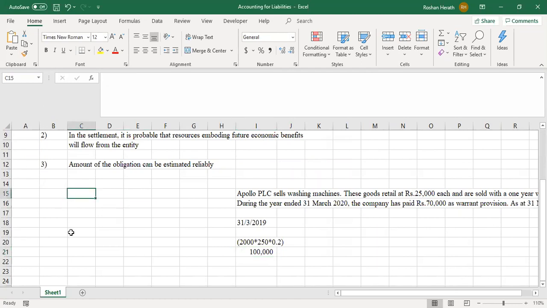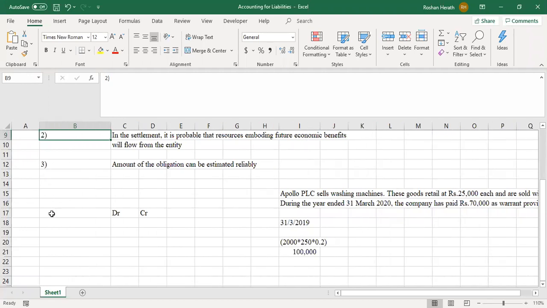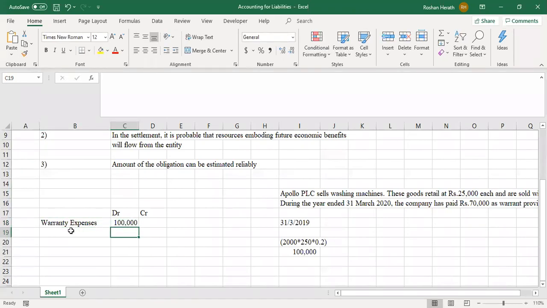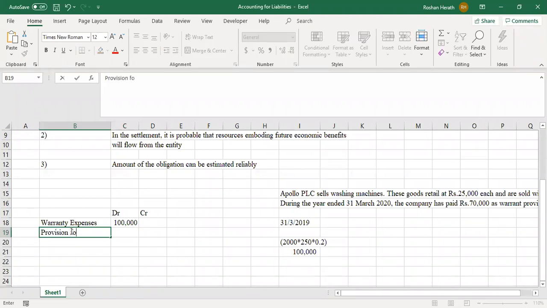So the journal entry would go like this. The debit entry: product warranty expenses, 100,000, and the credit: provision for warranty, 100,000.